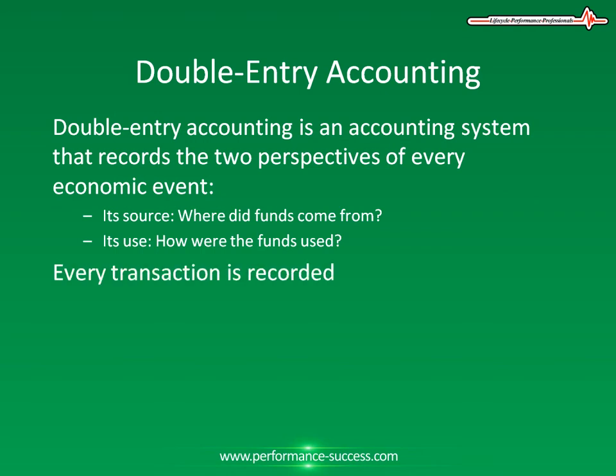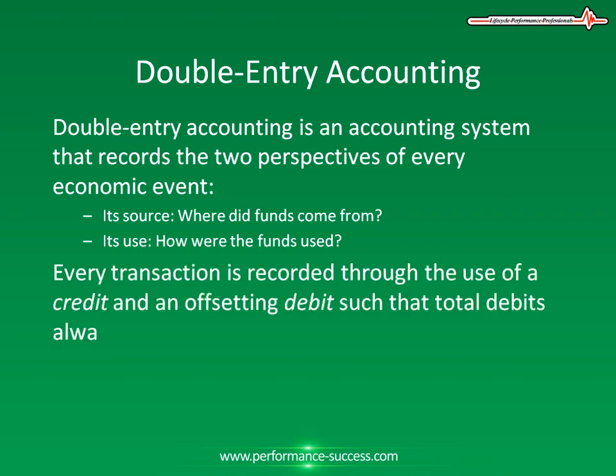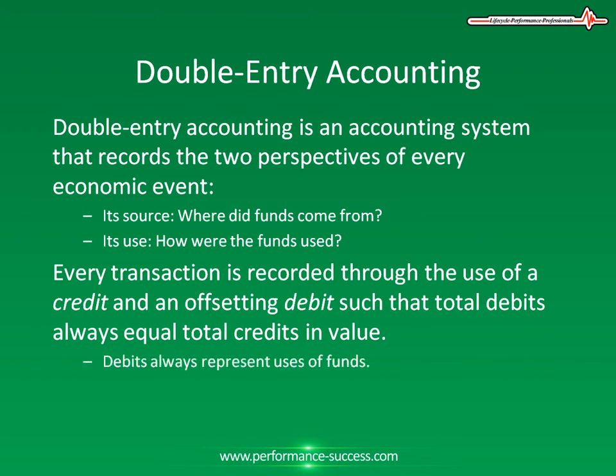Every transaction is recorded through the use of a credit and an offsetting debit, such that total debits always equal total credits in value. So debits always represent uses of funds, and credits always represent the sources of funds.